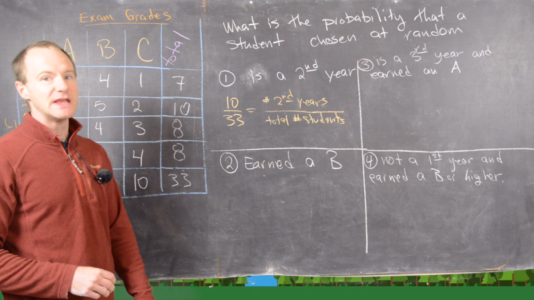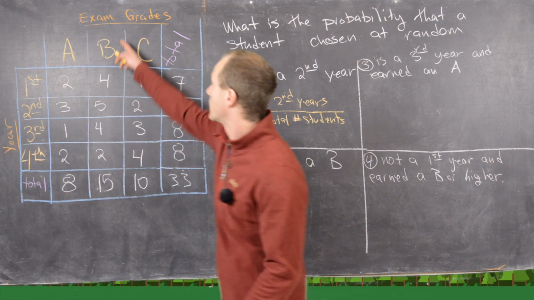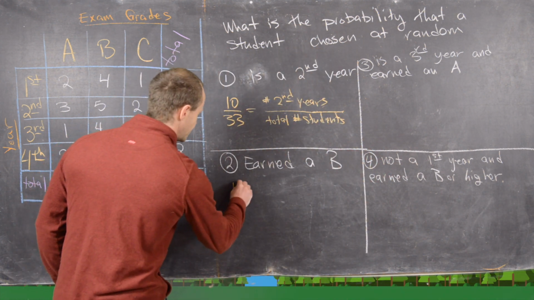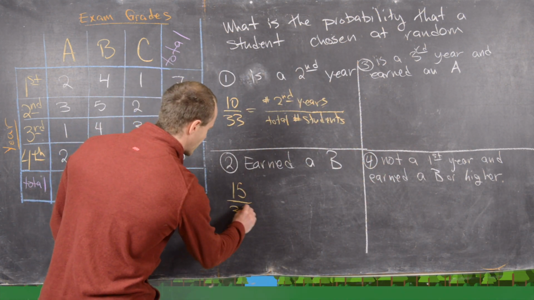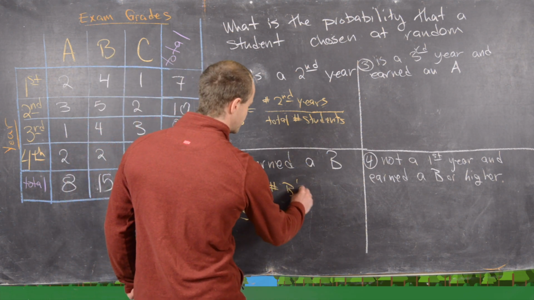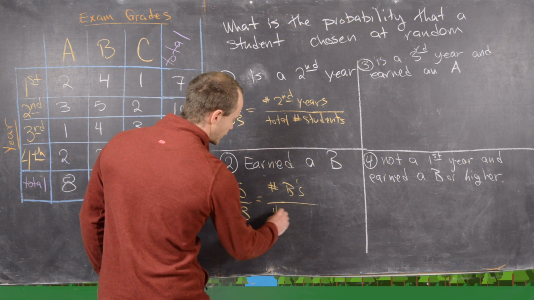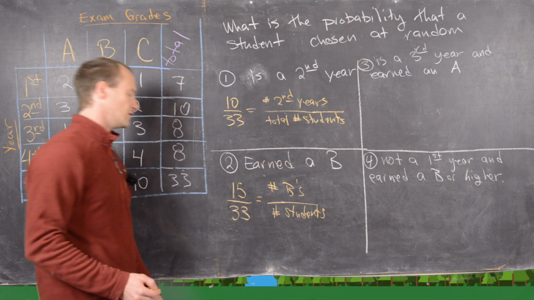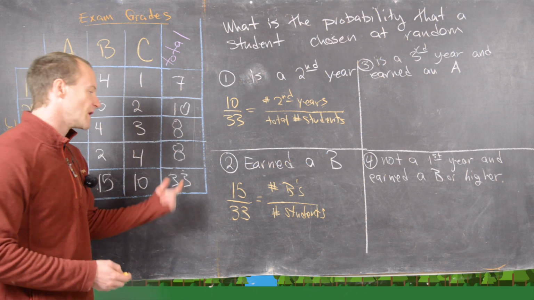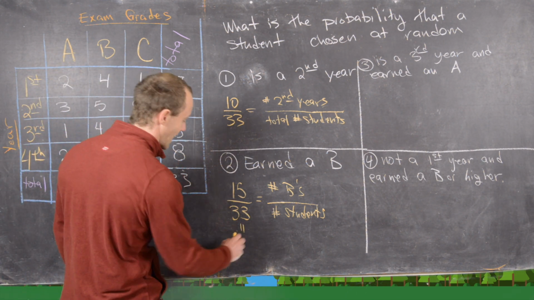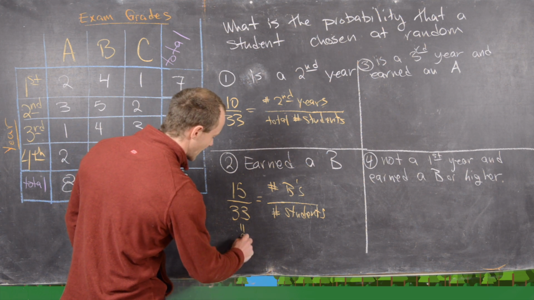Now let's look at the second one. So earned a B. So notice we already calculated 15 students earned a B. So we have 15 B earners over 33. So this is the number of B's divided by the total number of students. So that's the calculation we made to do that. So 15 over 33. Notice this actually simplifies a little bit. We can divide a 3 out of the top and the bottom, and this gives us 5 over 11 if we wanted to.